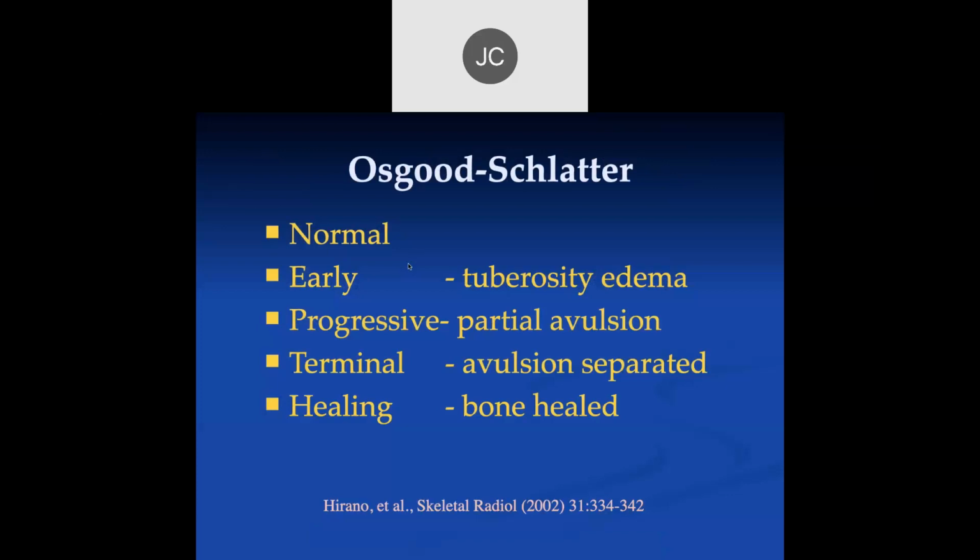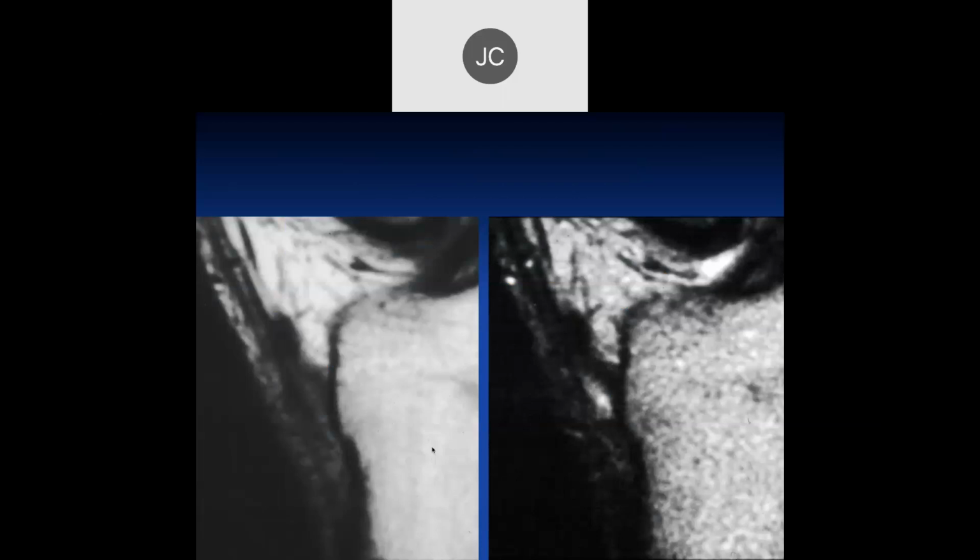So let's go on and talk about the other end of the patellar tendon, Osgood-Schlatter disease. There is a kind of a grading system, Hirano, in which you have a normal tendon. In early disease, you can get edema in the tibial tuberosity. More progressive disease, you can start getting a bone avulsion or a partial avulsion. Then you can get a complete avulsion, and then eventually you can get bone healing. Not all Osgood-Schlatter disease fits nicely into this grading system. So let's look at the distal patellar tendon for a little bit.